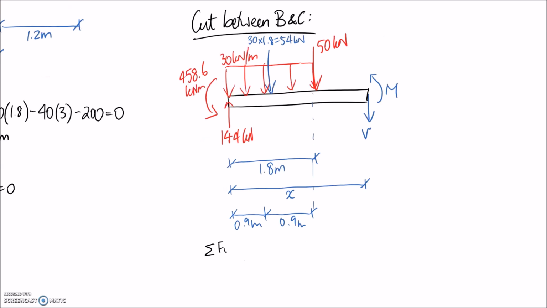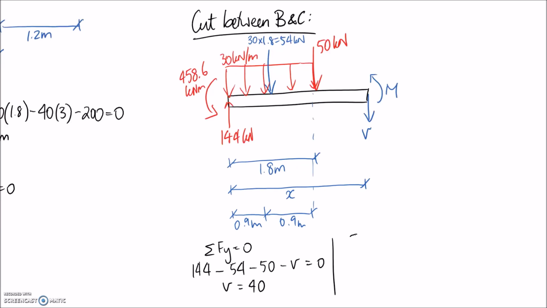I'll start by summing forces in the y direction to be equal to 0. So we're going to have 144 up minus the 54 going down from the distributed load. We've got the 50 going down as well, and we have V going down. So rearranging to have our shear force on its own, it actually just comes to be 40.